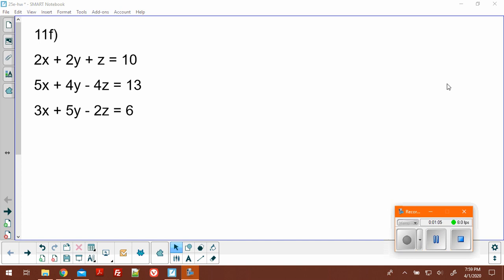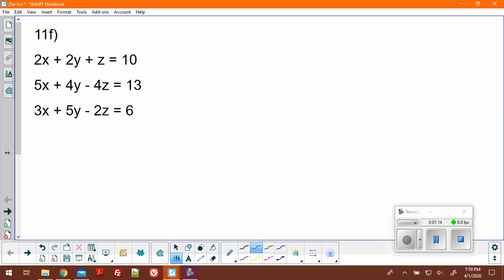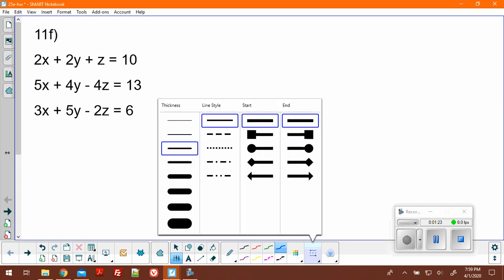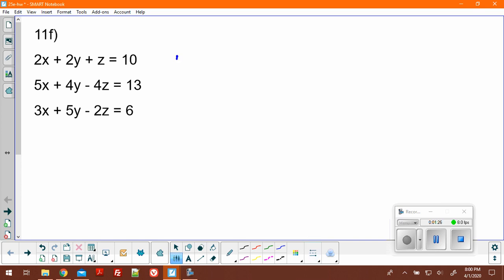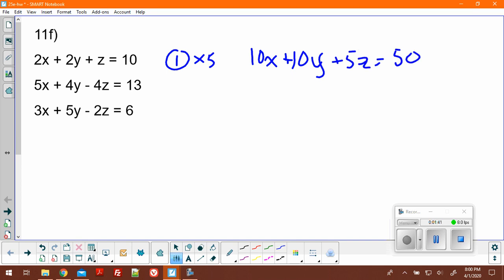Looking at the equations, I can tell they're not scalar multiples, so there are no parallel planes, so it's going to be type 3 or type 4. So I pick a pair and try to eliminate. Let's say I use the first one and the second one. I would need to multiply my first equation by 5. So equation 1 times 5 would give me 10x plus 10y plus 5z equals 50.